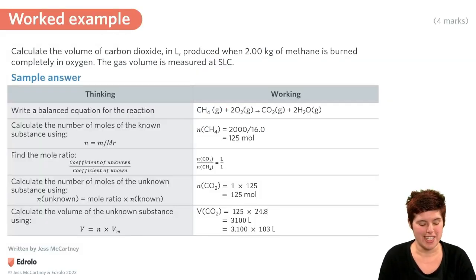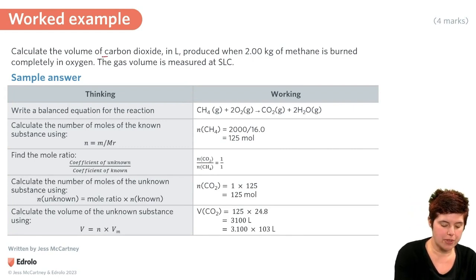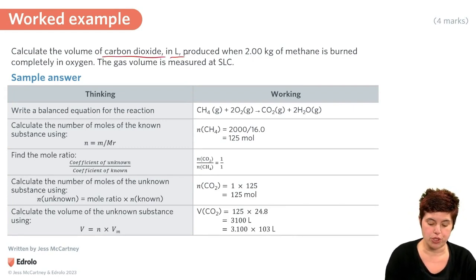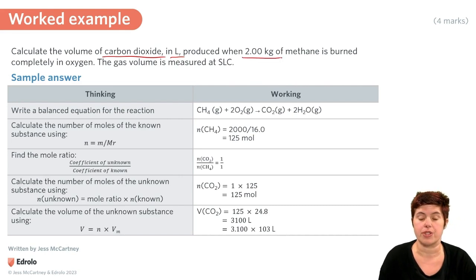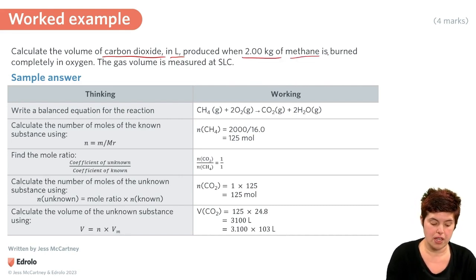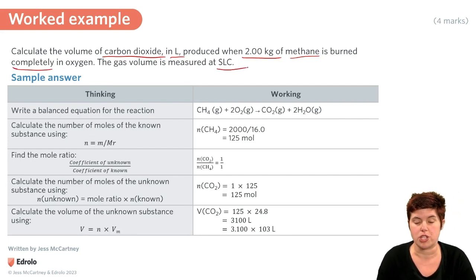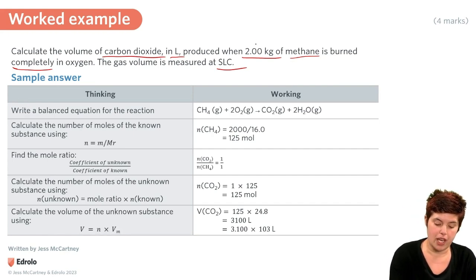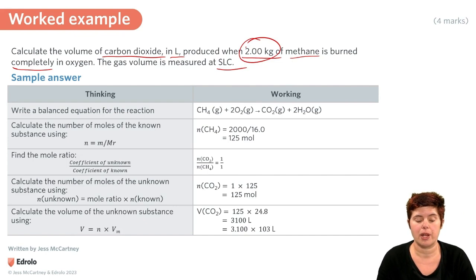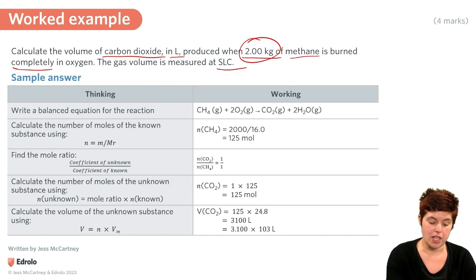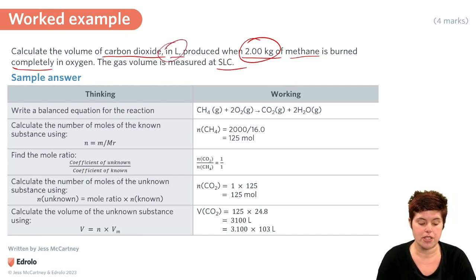So let's have a look at an example. Calculate the volume of carbon dioxide in litres produced when 2.00 kilograms of methane is burned completely in oxygen. The gas volume is measured at SLC. So we have a bit of information here. Obviously, we have the original mass that's in kilograms, so we know that we have to have a conversion there into grams. It's asking for the volume in litres, so that should be nice and easy because we know our formulas are already in litres. So at the end, there should not be any conversion.